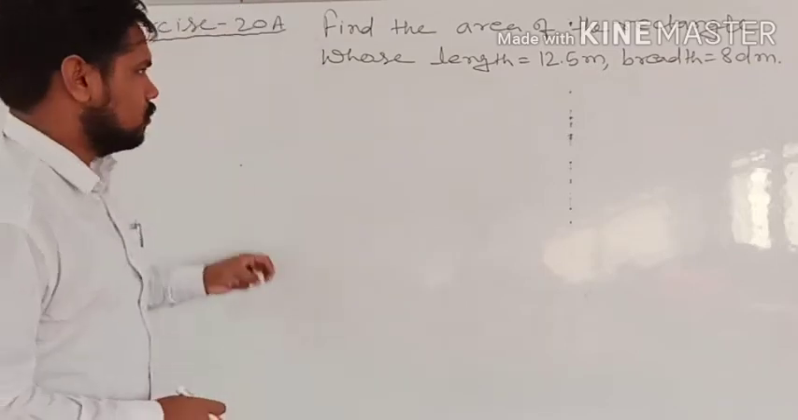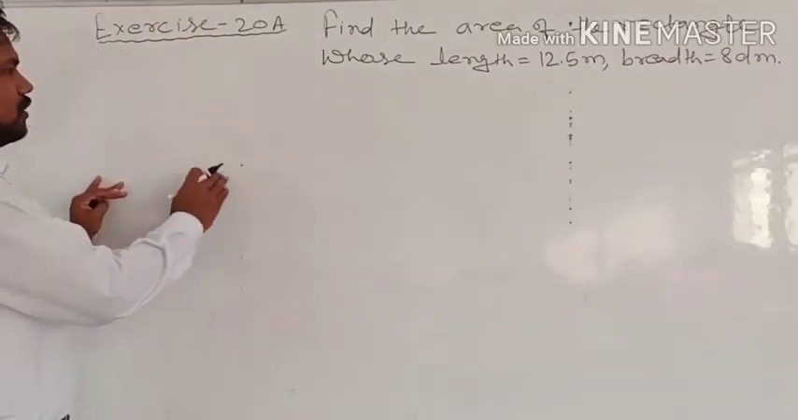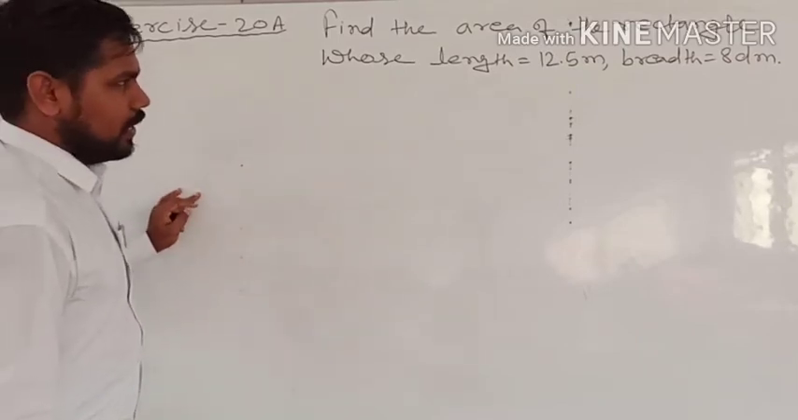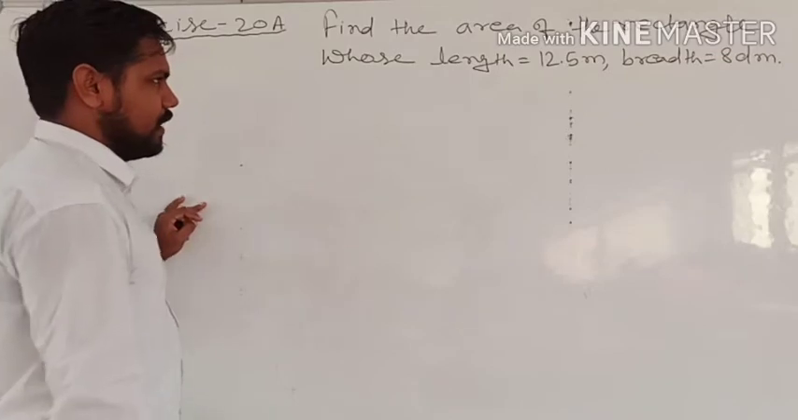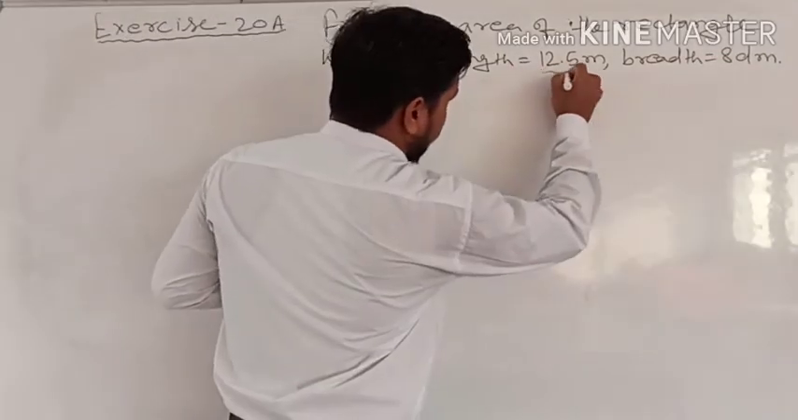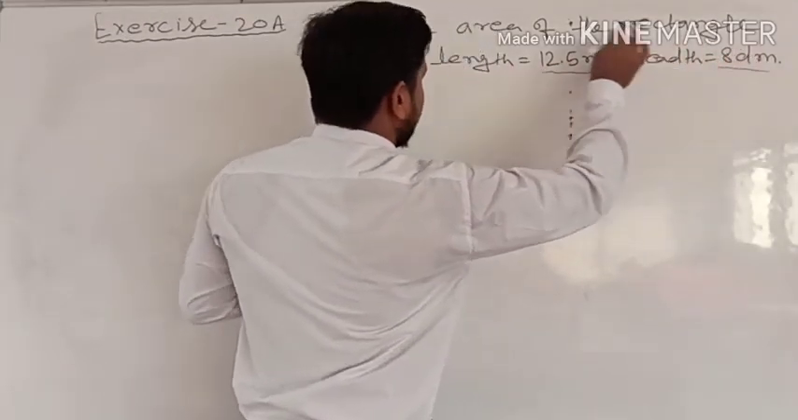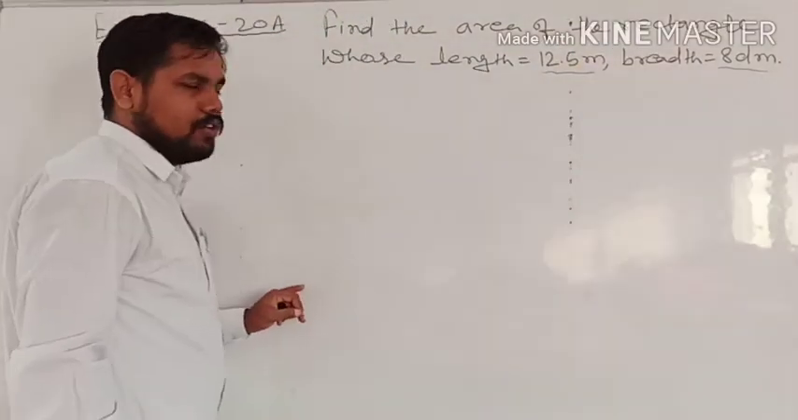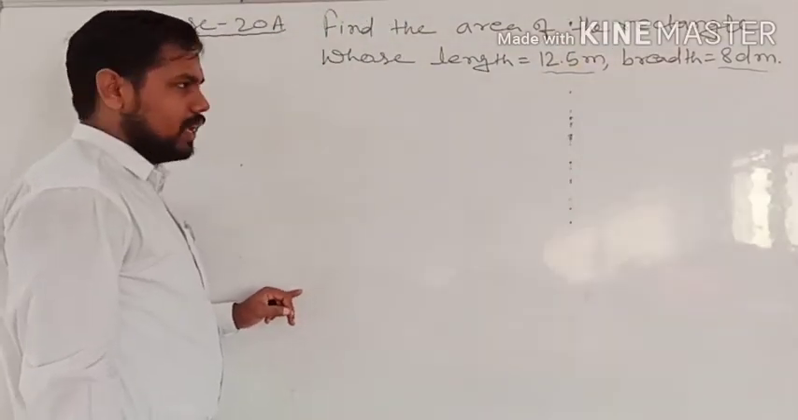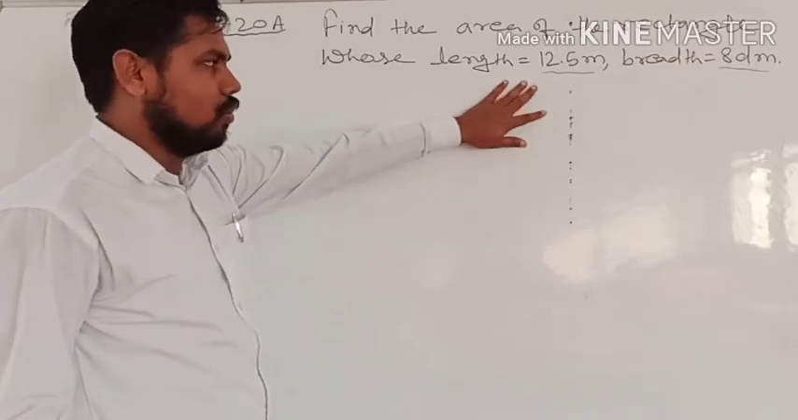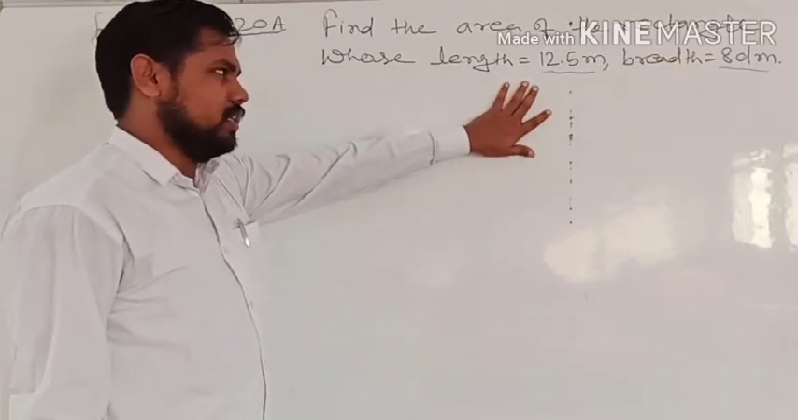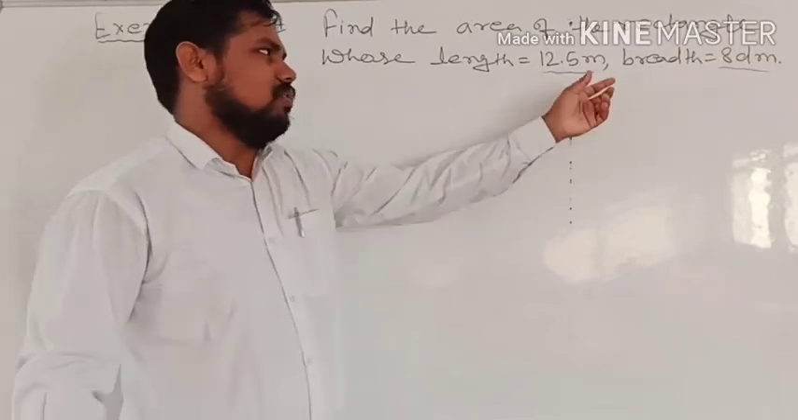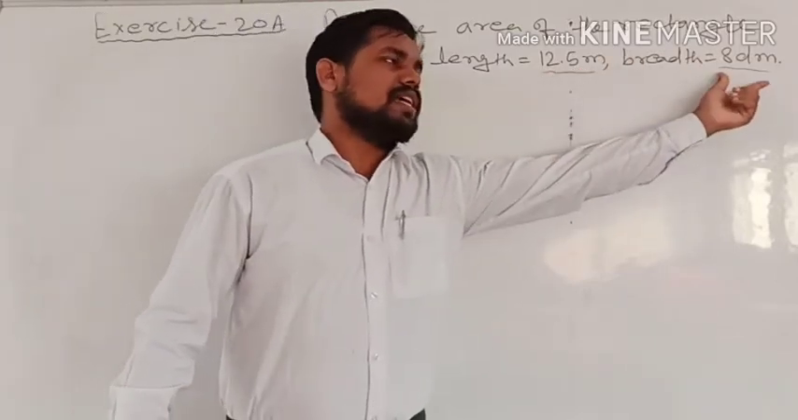In this class we will discuss some questions from the exercise. Find the area of a rectangle whose length is given and breadth is given. Very simply, if it is asking the area of a rectangle, we know the formula is length into breadth, so just multiplying we can find it. But here the most important thing to keep in mind is that maximum students make mistakes in the calculations only when the units are different.